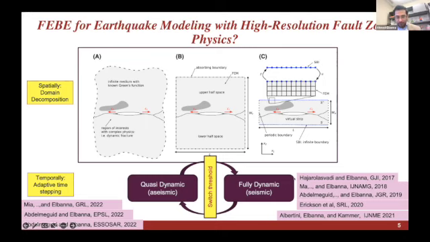And for those of you who are interested to learn more about the details of the method for single dynamic rupture as well as quasi-dynamic cycle, the references on the right here show this, and then the references on the left show applications of Phoebe to fully dynamic cycle simulation, which I will be talking about today.